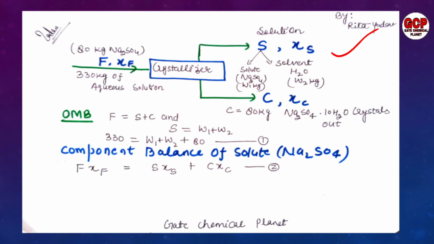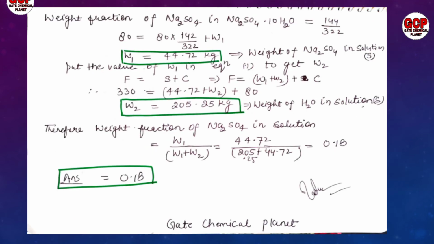Here we are taking the overall material balance again: F equals S plus C, and S equals W1 plus W2, so 330 equals W1 plus W2 plus 80. So we have written S equals W1 plus W2. Now we will apply the component balance on the salt or solute. In this way we can write the equation F XF equals S XS plus C Xc. Now first we will write down the weight fraction of salt in the crystal.